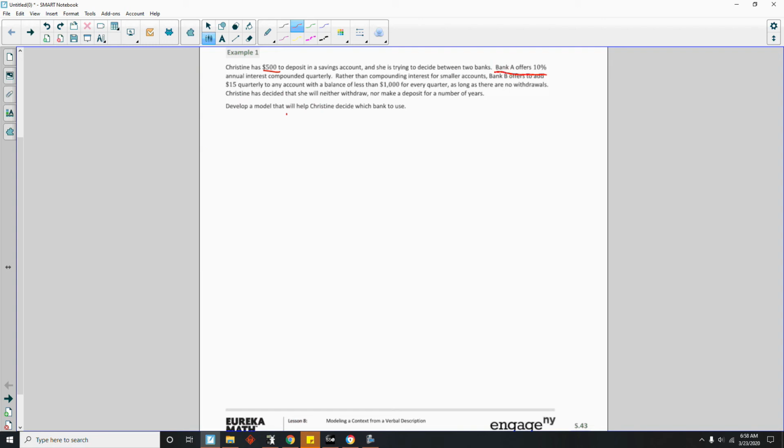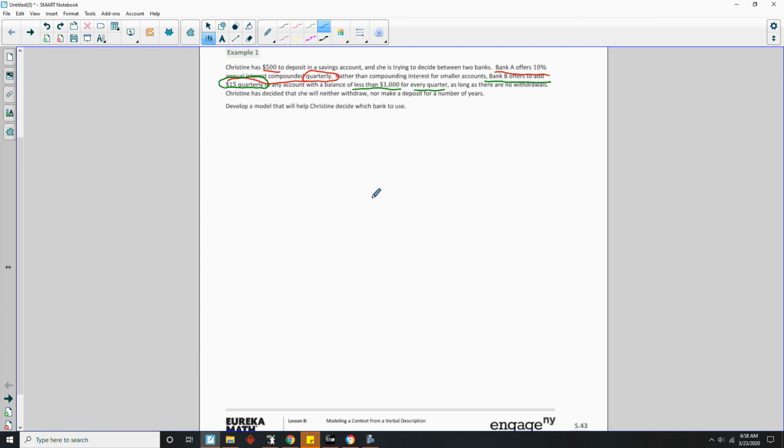Bank A offers 10% annual interest compounded quarterly. Rather than compounding interest for smaller accounts, Bank B offers to add $15 quarterly to any account balance less than $1,000 every quarter as long as there's no withdrawals. Christine decided that she will neither withdraw nor make a deposit for a number of years, so she is going to deposit and then just forget about it. Okay, so we need to develop a model that will help Christine decide which bank to use.